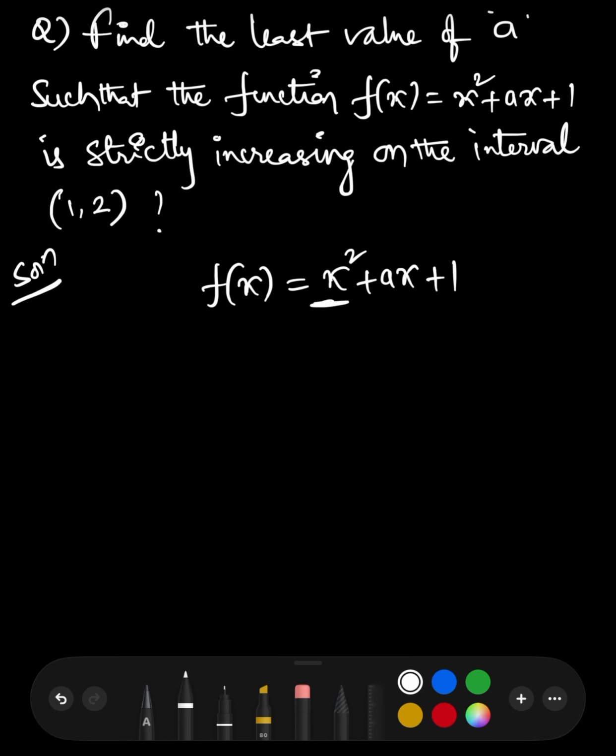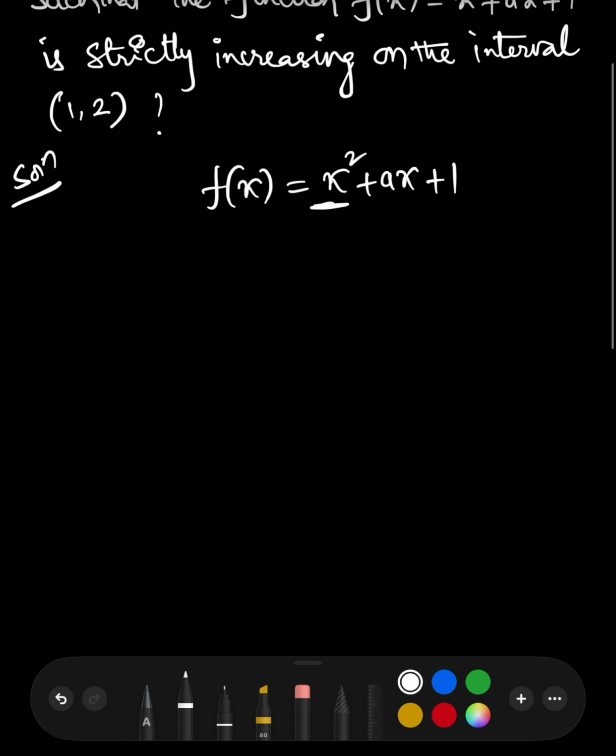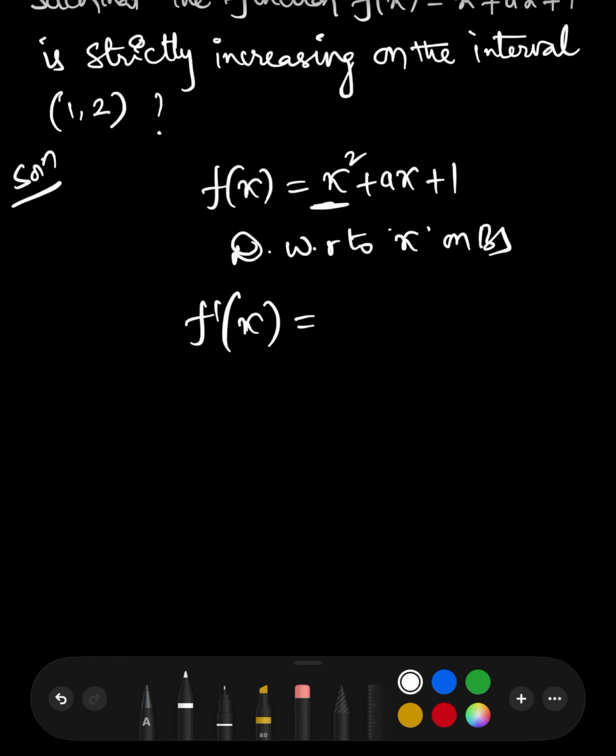To get strictly increasing or strictly decreasing, we need to do the differentiation, so differentiate with respect to x on both sides, so that f'(x) = 2x + a. This is a linear expression, so it represents a line.